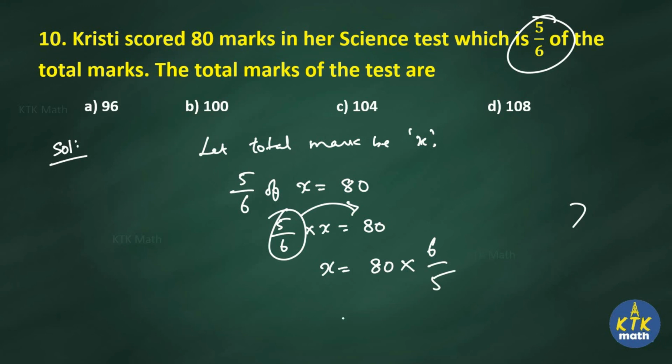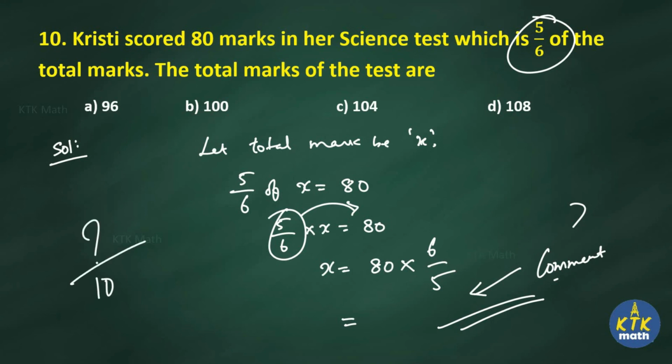Can you finish off this? I will ask you to try. You just find this answer and comment in the comment section. And if you are trying all the questions by yourself, that is from the beginning, just comment out of 10 how many questions you have done correctly.